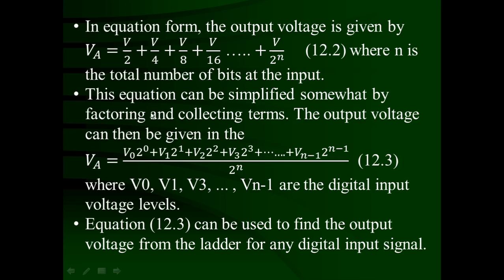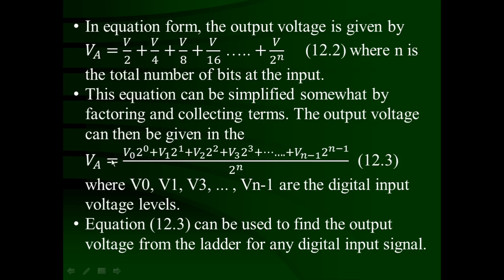This equation can be simplified somewhat by factoring and collecting the terms. The output voltage can then be given in the form VA is equal to... So this equation can be reduced into this form by factoring and collecting certain terms.